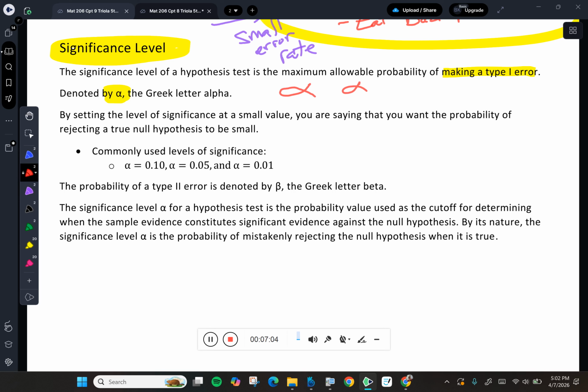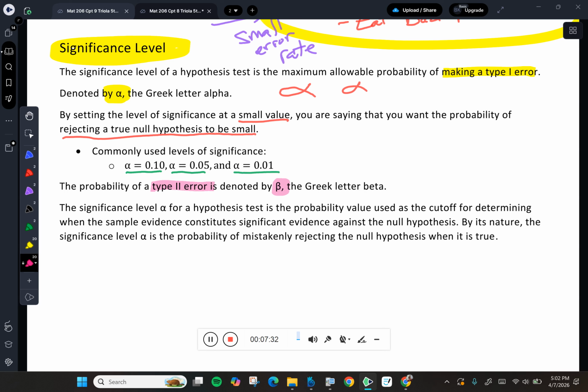We set alphas to small values, saying that we want to reject a true null at a small rate. Commonly used levels of significance are a 10% level of significance, a 5% level of significance, and a 1% level of significance. Okay? That type 2 error is designated as beta.